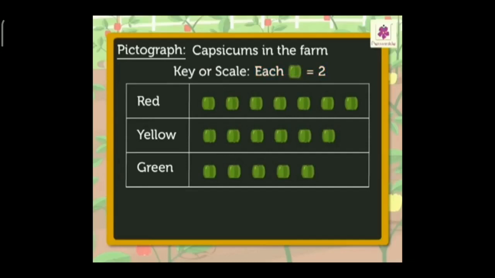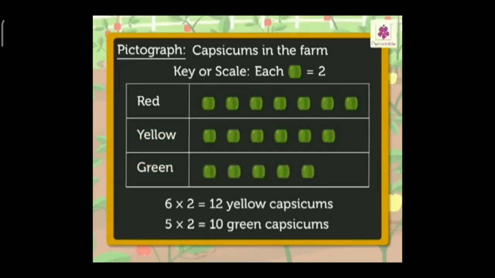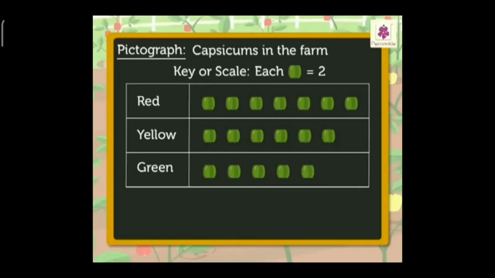So let us count the number of capsicums in the farm. There are 7 red capsicums. That is 7 multiplied by 2 is equal to 14 red capsicums. Similarly, we will find for yellow and green capsicums. Yellow, here 6 figures and each figure represents 2 capsicums. So 6 into 2 is equal to 12 yellow capsicums. And similarly green, 5 into 2 is equal to 10 green capsicums on the farm.